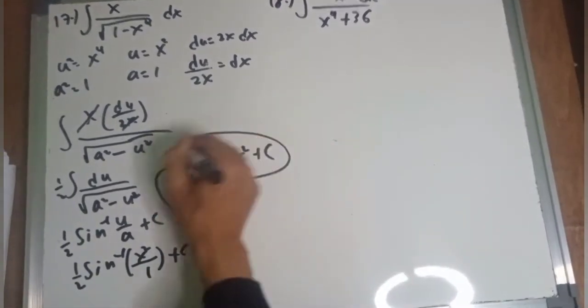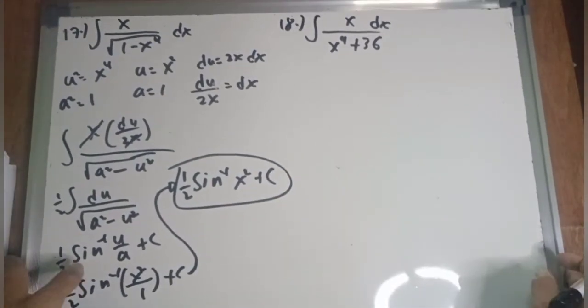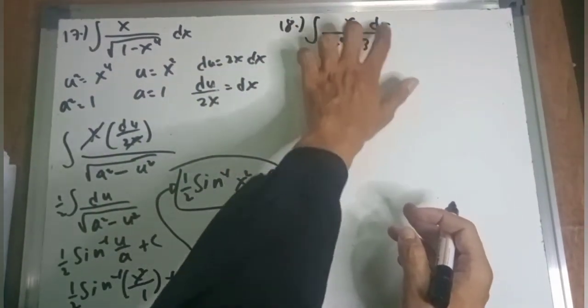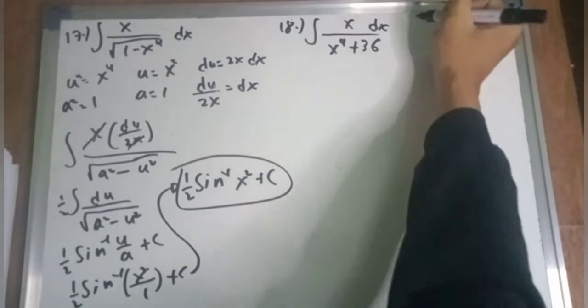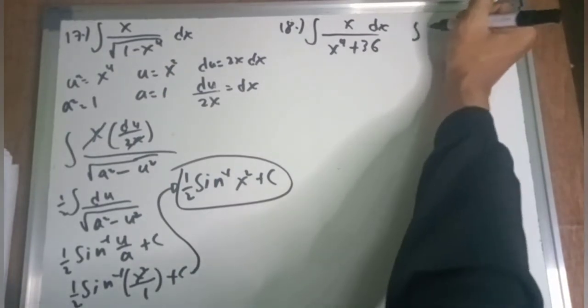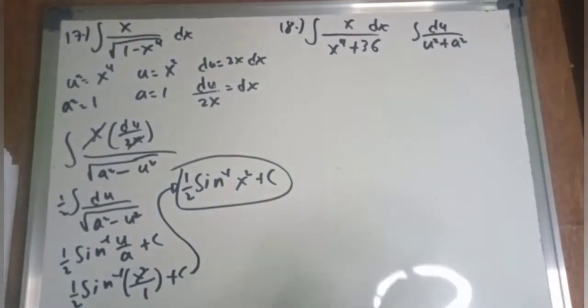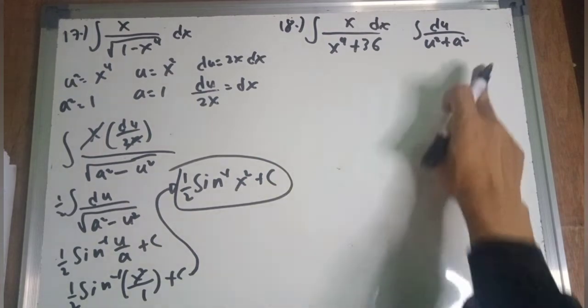So this is the final answer of problem number 17, and let's continue with problem number 18. Problem number 18 is the integral of x over x to the 4 plus 36 dx. This problem indicates the inverse of tan, because the integral for the inverse of tan is the integral of du over u squared plus a squared. The u is representative of any variable, but the a is a constant.